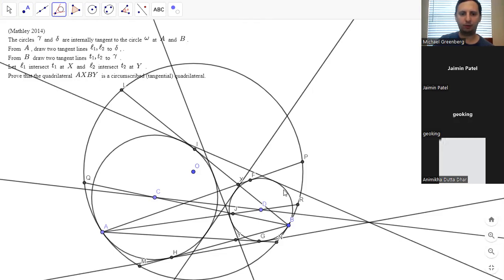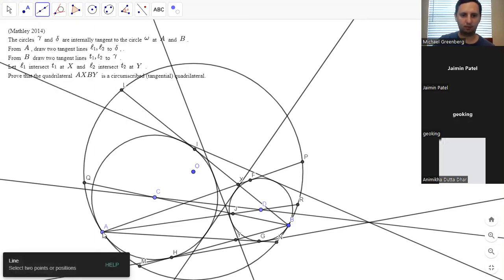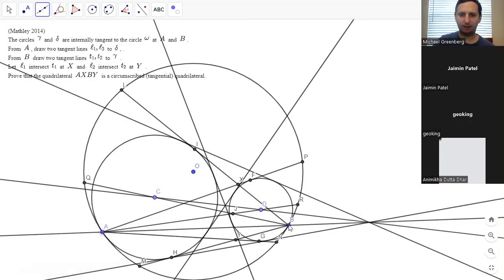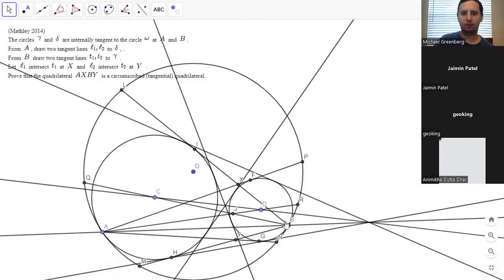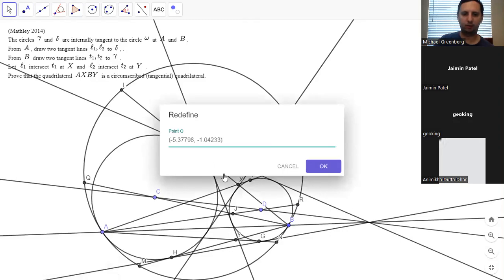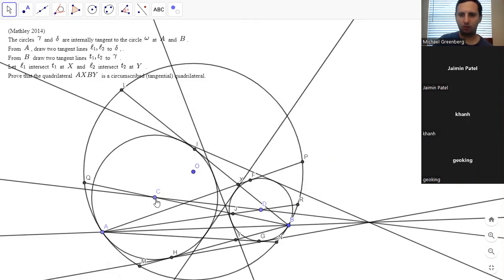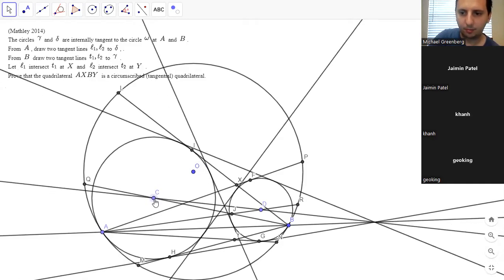Maybe we could use Monge's theorem. Oh, but Monge's theorem would be trivial in this case. Is there anything special about this point? Maybe this point's collinear with A and B. Yeah, it looks like the line AB passes through the center of homothety. I don't know if that's trivial. That's due to Monge's theorem. Oh, it's true by Monge's theorem. Okay, so maybe that's helpful.